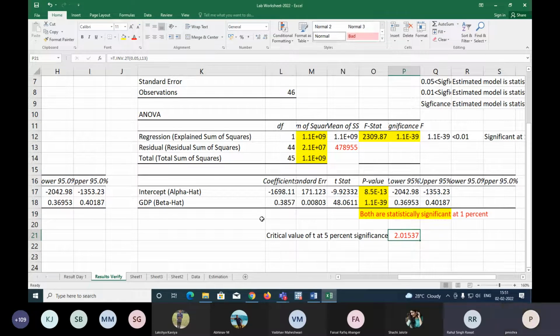Go for the 5% significance level. Go for the corresponding degrees of freedom. If you see in the table, across columns there would be values for different significance levels, and across rows there would be different degrees of freedom. Degrees of freedom in this particular case is 44. Take this degrees of freedom, then go to the corresponding significance level, and then you will get the theoretical value of T.